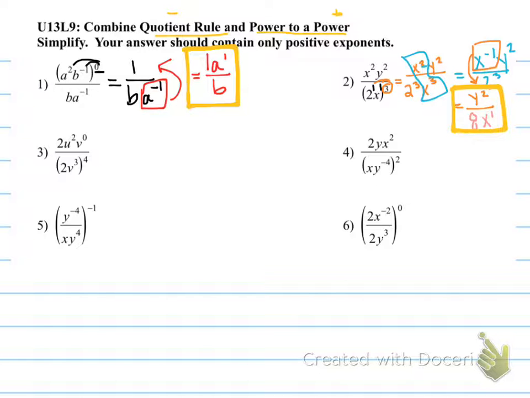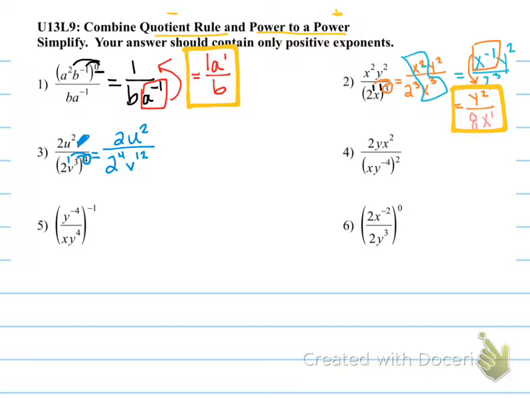Okay, number 3. For number 3, we're taking a look at power to a power first, seeing if we can handle that, and that's on the denominator. Remember, everything needs an exponent, so that 2 needs an exponent. Let's take that 4 and multiply by each exponent. I'm going to have 2, 1 times 4 gets me 4, so 2 to the fourth. And then v, 3 times 4 gives me 12 on the denominator. Notice on the numerator, we have something to the 0 power, which gets us 1. So that's gone, and I'm just going to have my 2u squared.